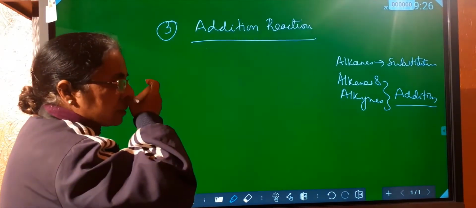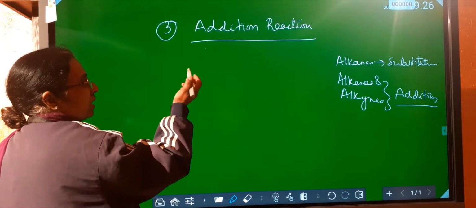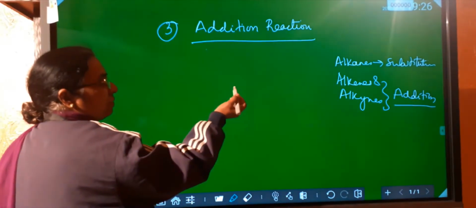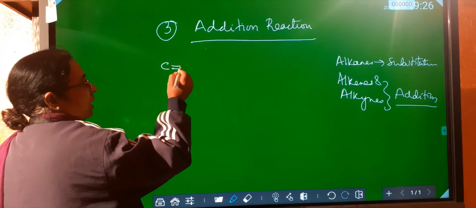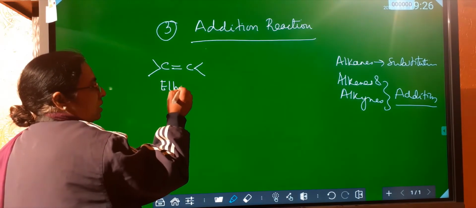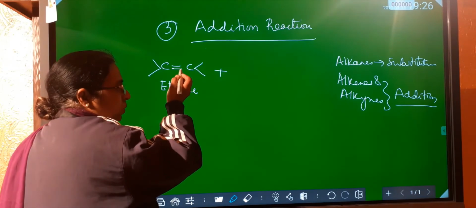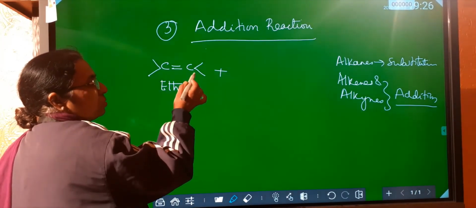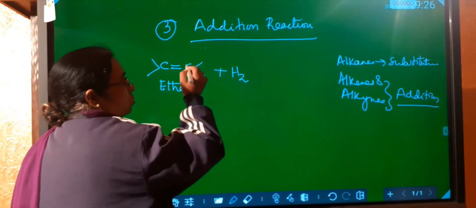Alkenes and alkynes undergo addition reactions. So, let us see addition reactions. This will be shown by alkenes and alkynes. Say, if I take an example like this, this is ethene. Now what I have to add to it: this double bond, which is showing unsaturation, will change into a single bond, and an H will attach to each carbon.